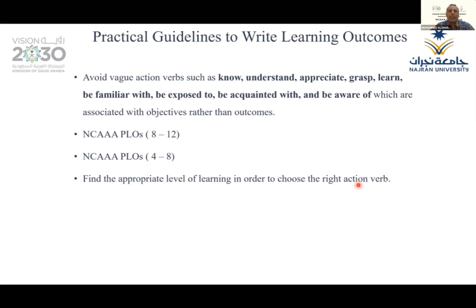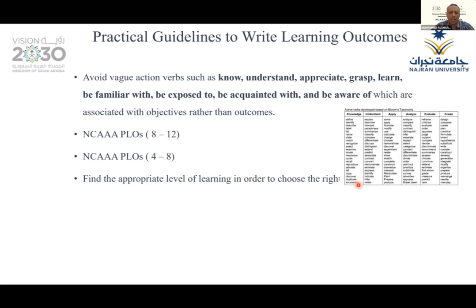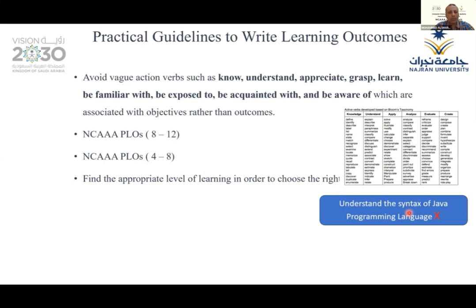We have distributed these Bloom taxonomy action verbs many times. For example, we say "understand the syntax of Java programming language" is a wrong or not good learning outcome at the course level. It could be an acceptable PLO at the program level, for many reasons, but it's not the time to talk about that. But at the course level, understand, know, be aware is not acceptable.